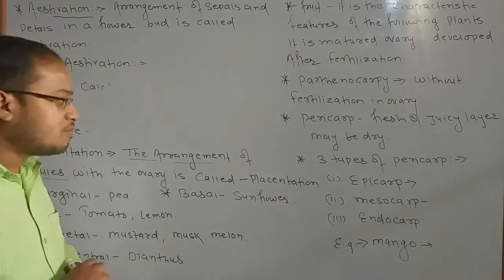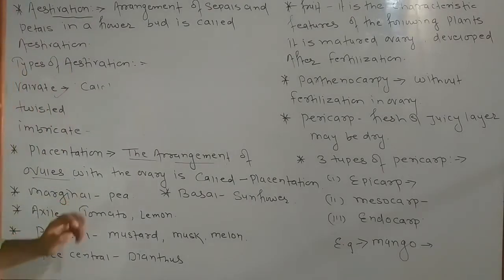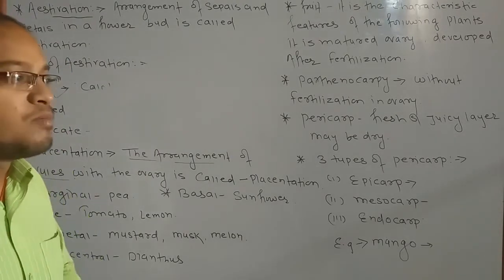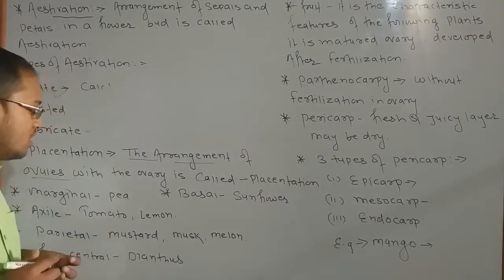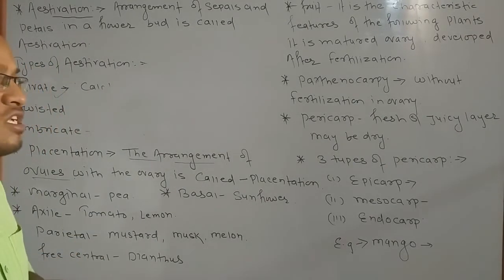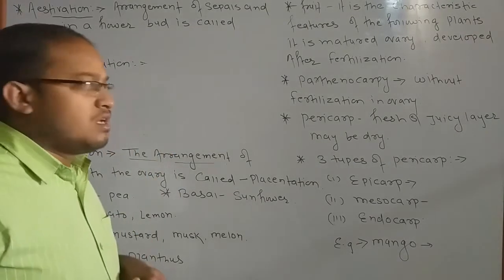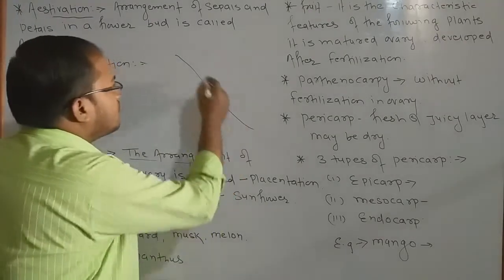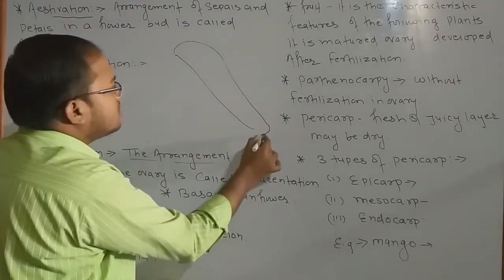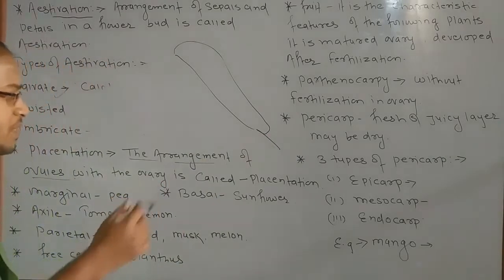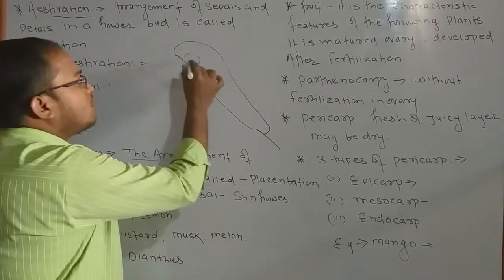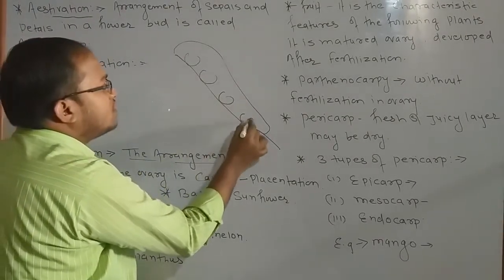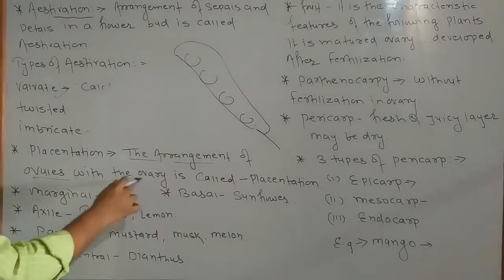Most important अगर हम बात करते हैं, the first one is marginal placentation. What is the meaning of marginal placentation? So in this, the arrangement of ovules is generally attached with the margin, like this. Suppose we are taking the example of the pea plant. In this, that type of structure is generally seen. This is the arrangement of ovules within the ovary.